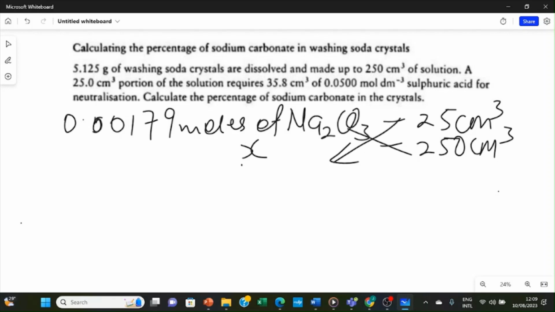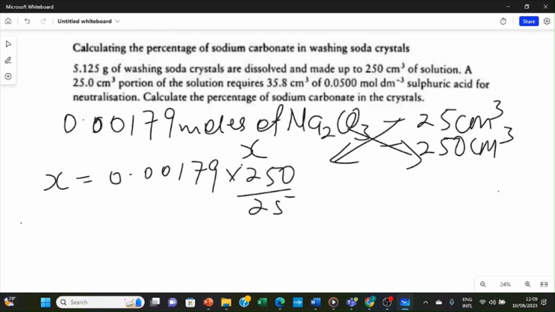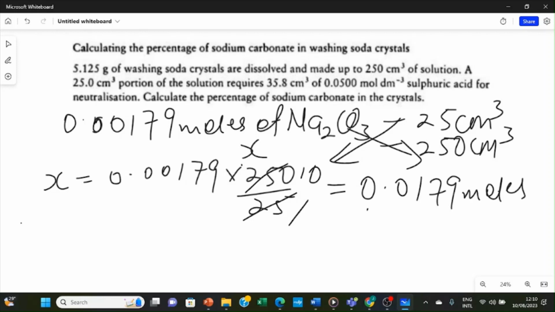So you cross multiply. You now have what? X now will be equal to what? 0.00179 times 250 over what? 25. So this cancels this, yeah? So you have 10. So 10 times 0.00179. So you have 0.0179 moles of what? Sodium carbonate. So this is the number of moles of sodium carbonate in 250 cm3 of solution.